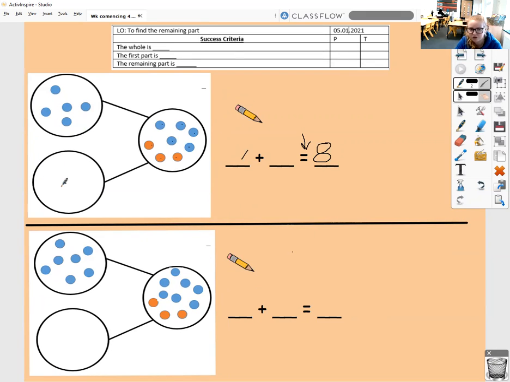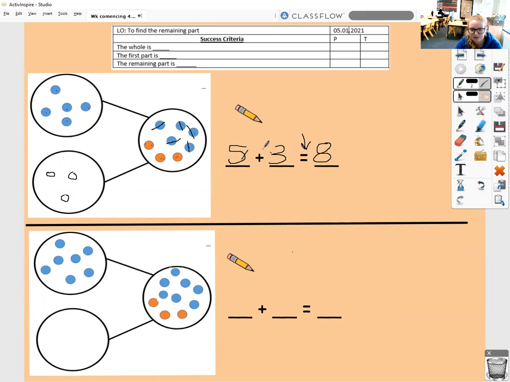So if my whole is 8, my first part is, let's have a look. There's nothing in this one, so we need to draw our remaining part in there in a minute. So our first part is 1, 2, 3, 4, 5. Our first part is 5. Our remaining part is, so we moved these blue counters already into our first part. Our remaining part is 1, 2, 3. Draw my 3 counters in here. That's really important. My remaining part is 3.